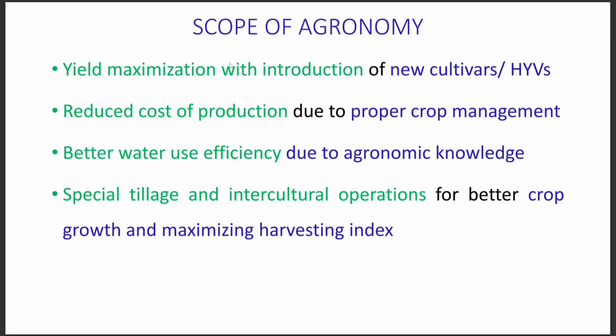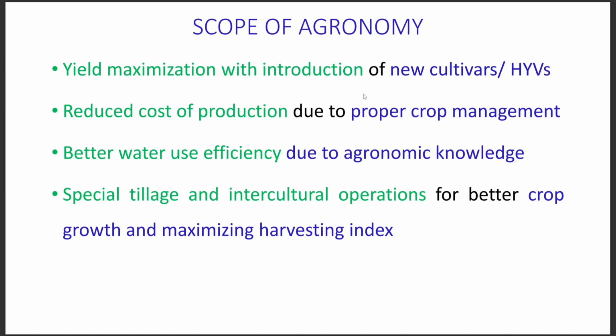Then we have the scope of agronomy. Main things of agronomy are that we have to maximize our yield. We have to get maximum benefit. So we need to introduce new cultivars or high yielding varieties. Mainly HYV is high yielding variety. Then reduce cost of production due to proper crop management. Mainly the cost of production should be reduced.